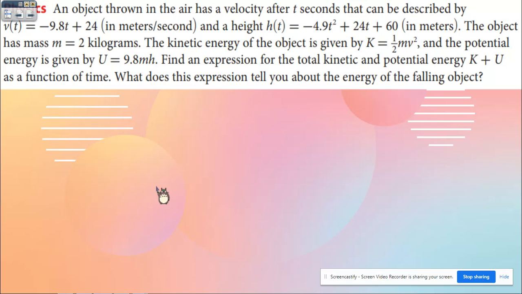The kinetic energy of the object is given by K equals 1/2 mass times velocity squared, and the potential energy is given by U equals 9.8 times mass times height. Find an expression for the total kinetic and potential energy K plus U as a function of time. What does this expression tell you about the energy of the object? All right, so that's a lot. So let's see what we can do here.